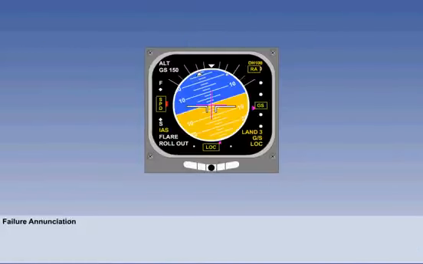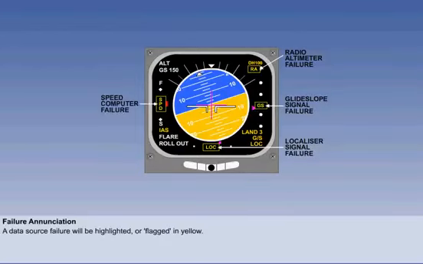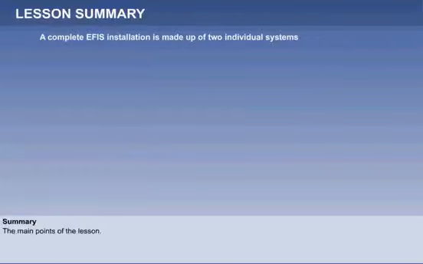Finally, let's look at EADI failure annunciations. Should a signal from a data source fail, the failed data source will be highlighted or flagged in yellow. Here we can see failure annunciations of the radio altimeter, the glide slope signal, the localizer, and the speed computer.